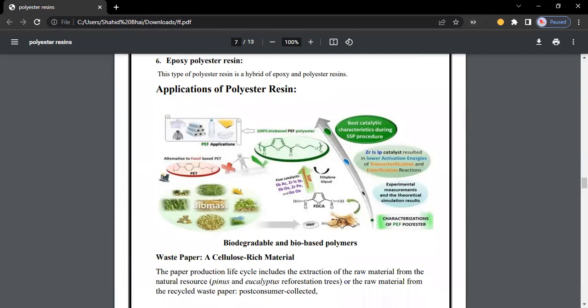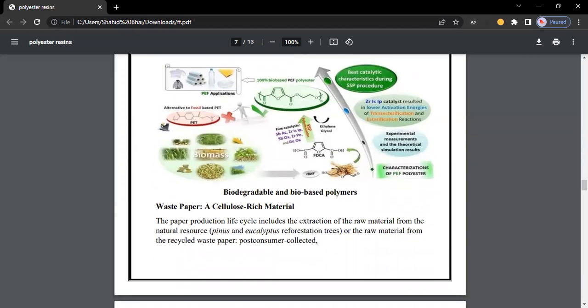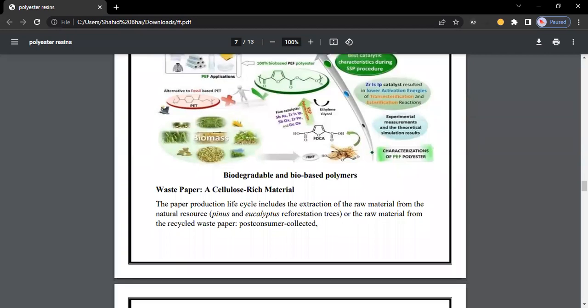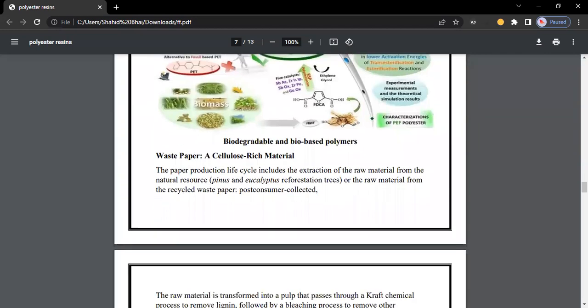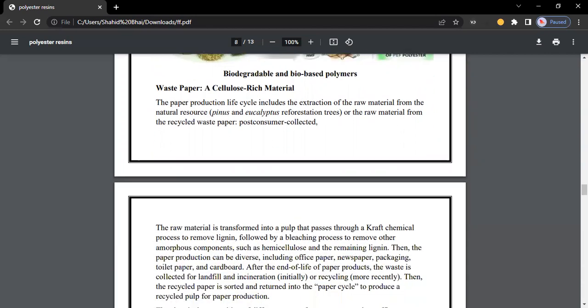Applications are discussed in the figures: biodegradable and bio-based polymers. Now we discuss waste paper, a cellulose-rich material. The paper production life cycle includes the extraction of raw materials from natural sources, or the raw material from recycled post-consumer waste that is collected.